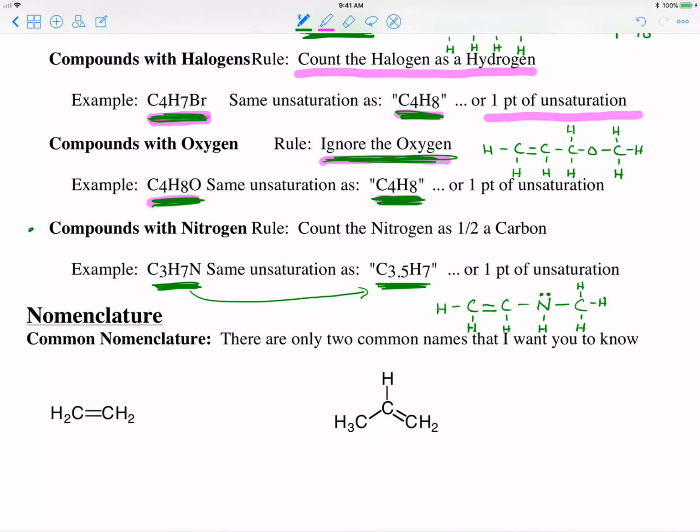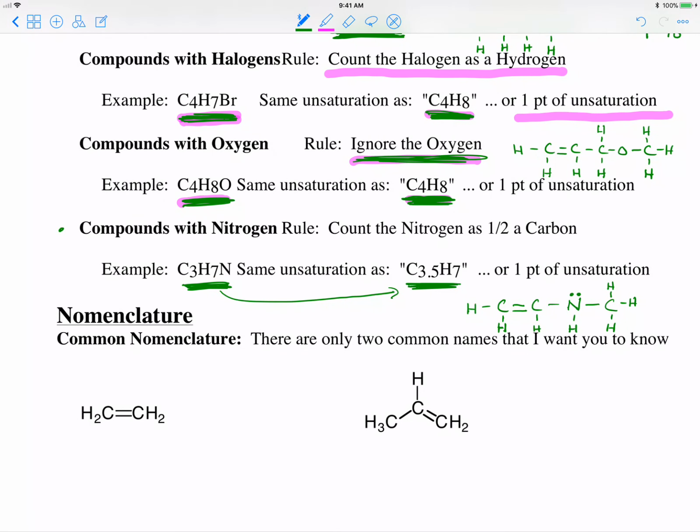Now, the last thing on this first page is going to be nomenclature. And we have some common names that I want you to know. Ethylene, E-T-H-Y-L-E-N-E, is ethylene, just plain CH2 double bond CH2. Propylene, P-R-O-P-Y-L-E-N-E. These are going to be some common names that you will see occasionally. But most of the time we're going to go to IUPAC, which is on the next page.